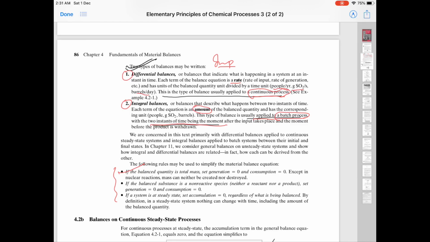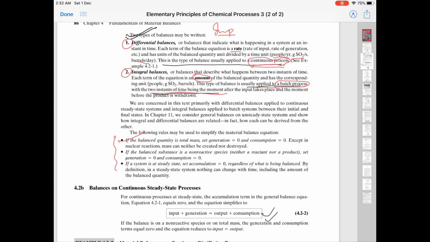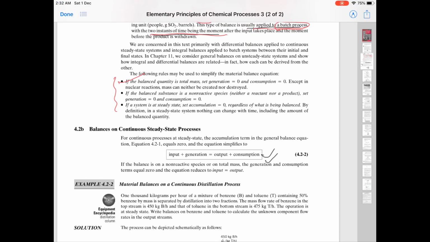Differential balances are where each term is a rate, like rate of input, rate of generation. That would be like people per year, gram SO2 per second, gram eggs per second. This is generally applied to continuous processes. In integral balances, each term would be an amount, like gram, lbs, kg, and this would be mostly applied to batch processes. So integral for batch process, differential for continuous process.